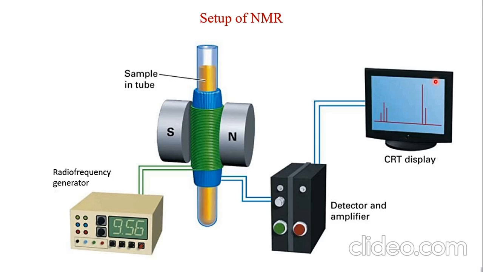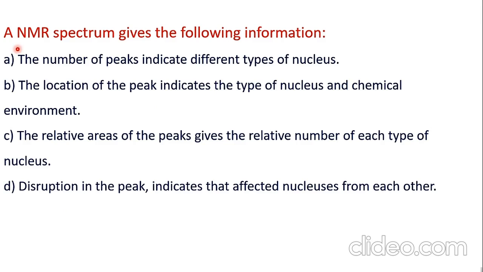Coming to the general setup of an NMR, it has a radio frequency generator, a sample tube, a detector and amplifier, and a CRT display.